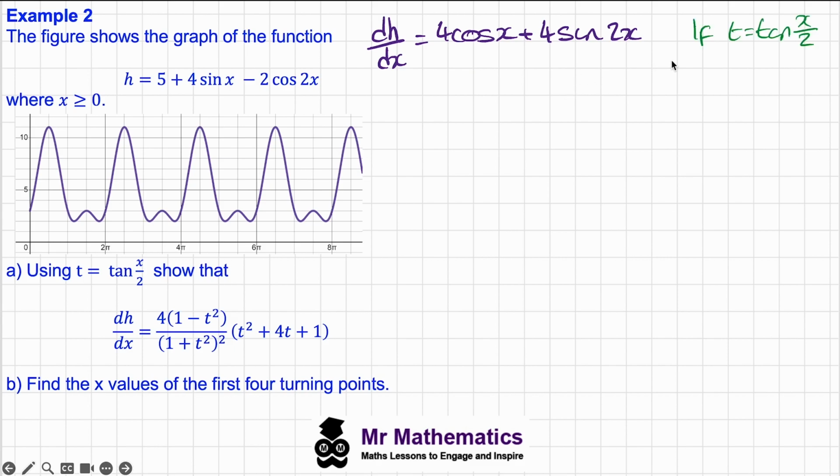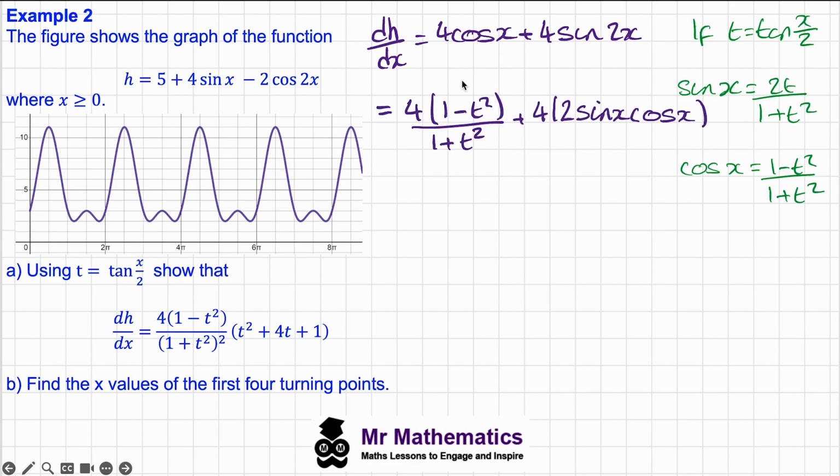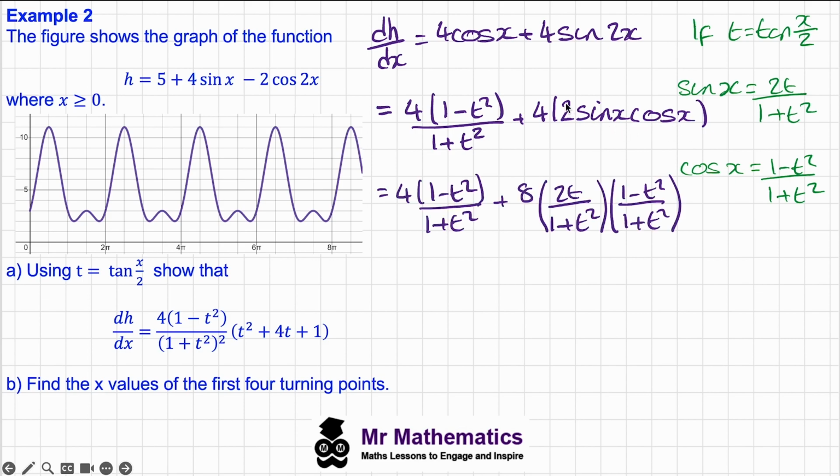And again, if t is equal to tan of x over 2, we can write sine x as 2t over 1 plus t squared, and cos x as 1 minus t squared over 1 plus t squared. And now we can substitute each of these in. So now we get 4 lots of cos x. The sine 2x we can write using the double angle formula, and then we can substitute this in place of sine x, and this in place of cos x. We can multiply the 2 by the 4 to get the 8, and then we have sine x cos x.